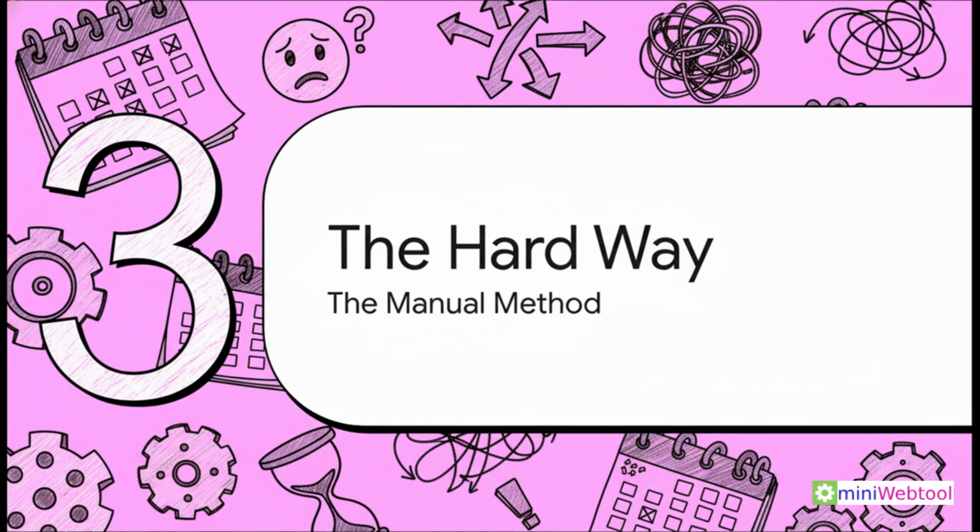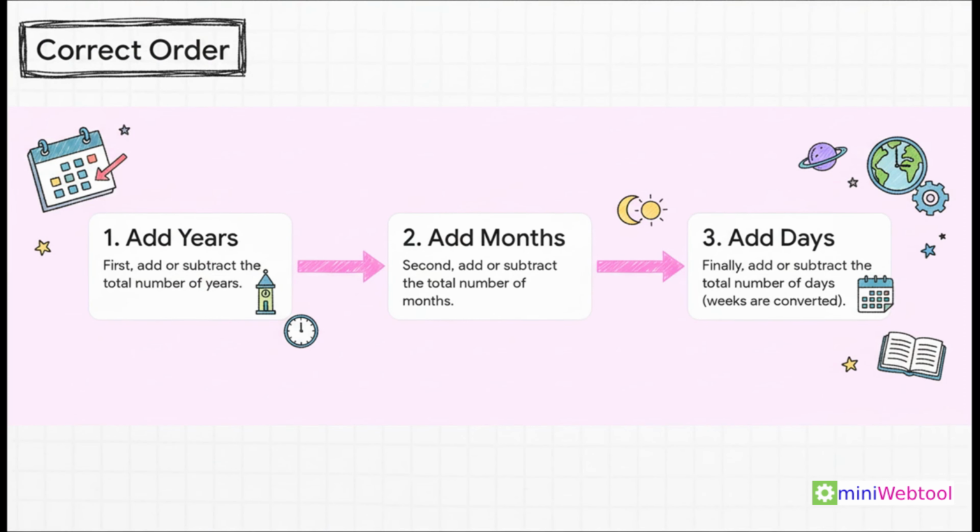Okay, so now that we know all the ways this can go wrong, let's look at the correct way to do this by hand. Because believe it or not, when you're adding a mix of years, months, and days, the order you do it in really matters. This is the crucial part right here, the order of operations. To get a consistent, logical answer every single time, you have to follow this exact sequence.